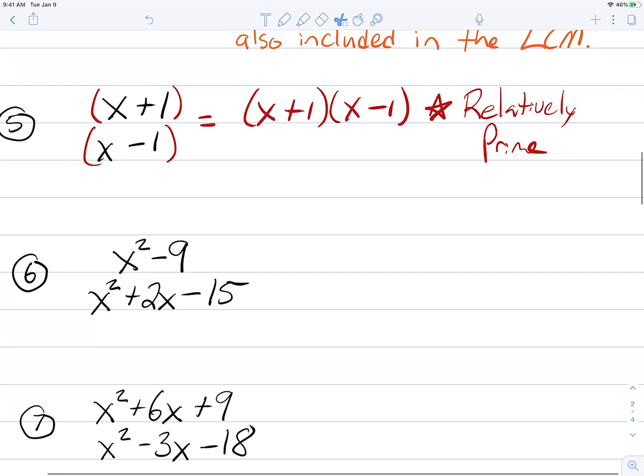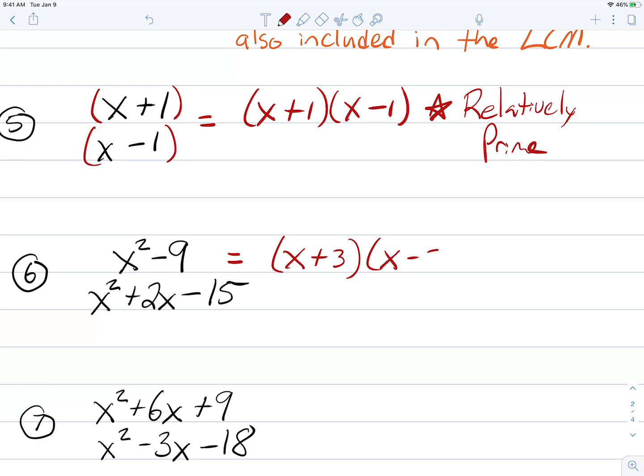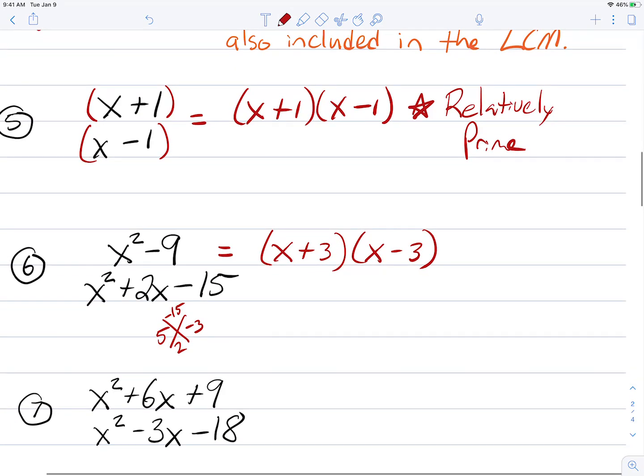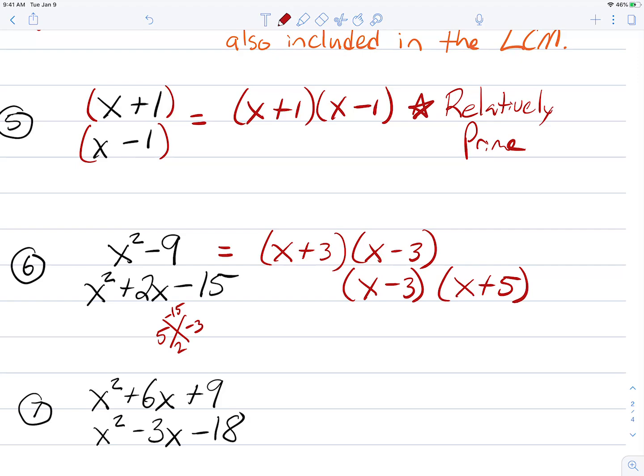Number 6. First, we're going to factor. X squared minus 9 is x plus 3 times x minus 3. The other trinomial, we need to find two numbers that multiply to negative 15 and add to 2, which is 5 and negative 3. Now the way that I'm going to write this, I'm actually going to line up stuff that matches. This is going to help me in the end decide what my LCM is. So x plus 5 times x minus 3. So I'm going to line up the x minus 3's, but the other one doesn't have an x plus 5, so I'm just going to write it over here.